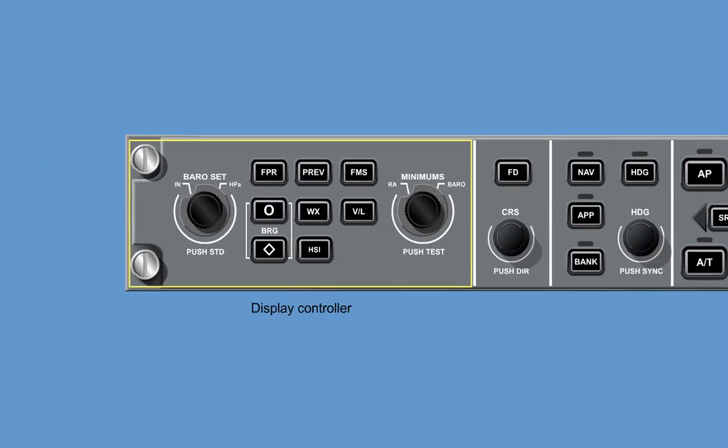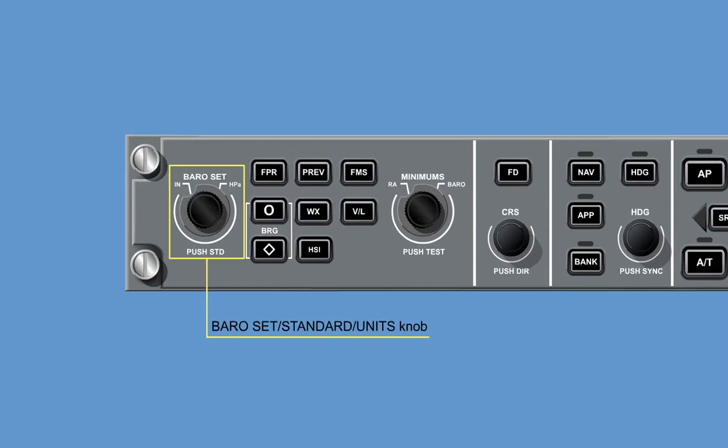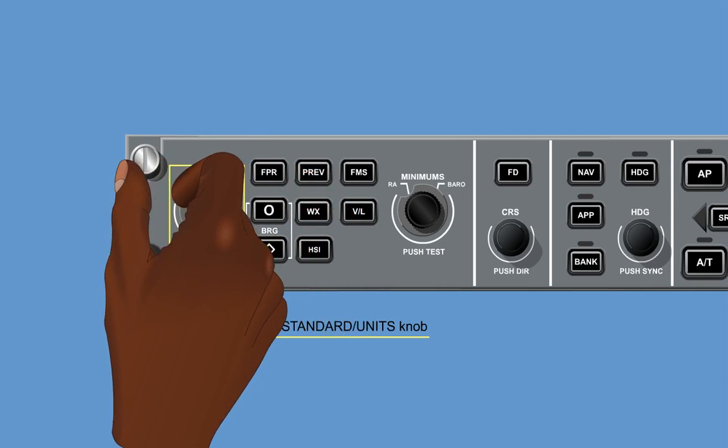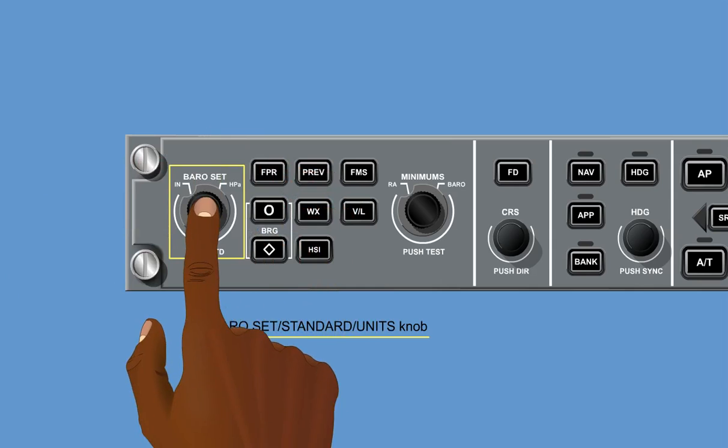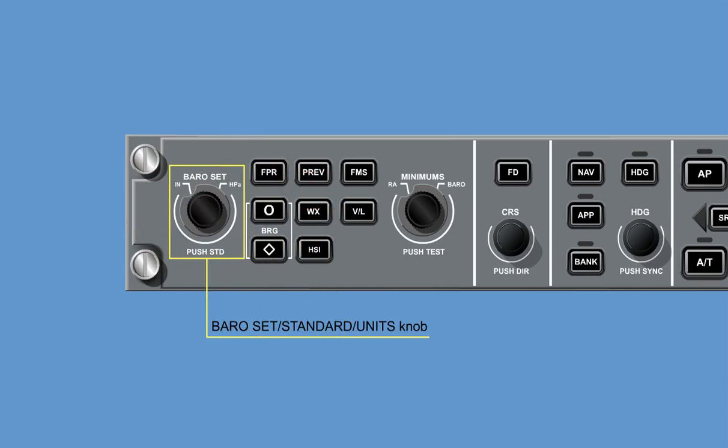The display controller has the following controls. The combined baro set standard units knob has 3 functions. Turning the baro knob sets barometric altimeter correction. Pushing the push standard button sets baro correction to standard. And selecting the IN HPA switch selects baro correction format to inches of mercury or to hectopascals.